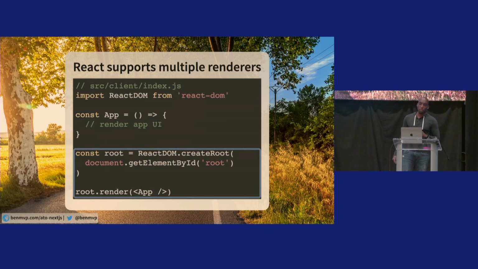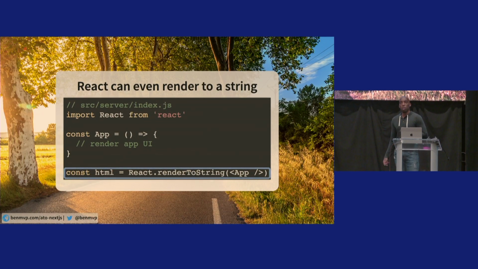So what Next.js did in the very beginning is that it leveraged one of React's other renderers, which is the ability to render to a string, right? So this began the whole isomorphic React revolution, if you ever heard of that, where we would basically be able to use the same UI to render on the server initially as we used on the browser after it hydrated.